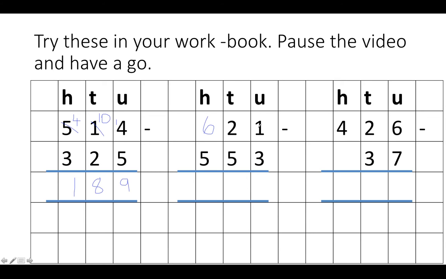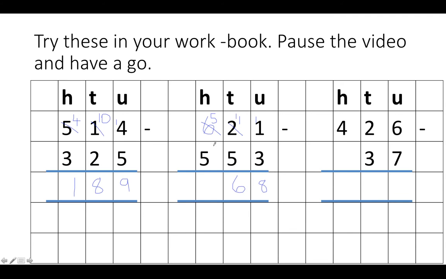So, 1 take away 3, can't do it. Borrow 1. 11 take away 3 is 8. 1 take away 5, can't do it. Borrow 1. 1 goes in front. 11 take away 5 is 6.